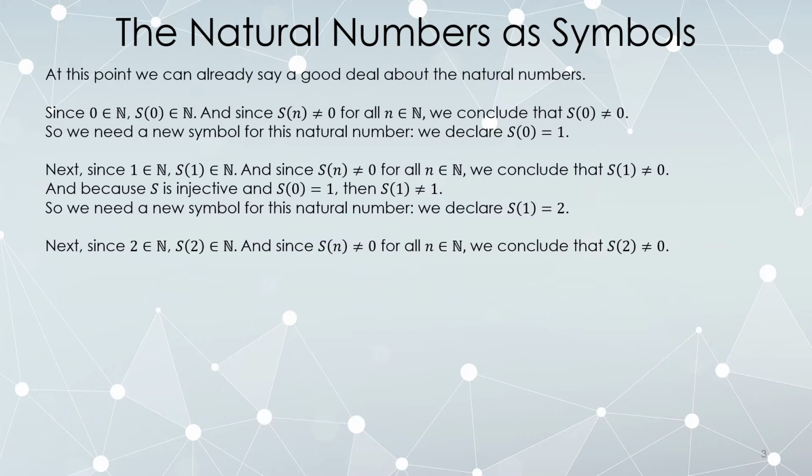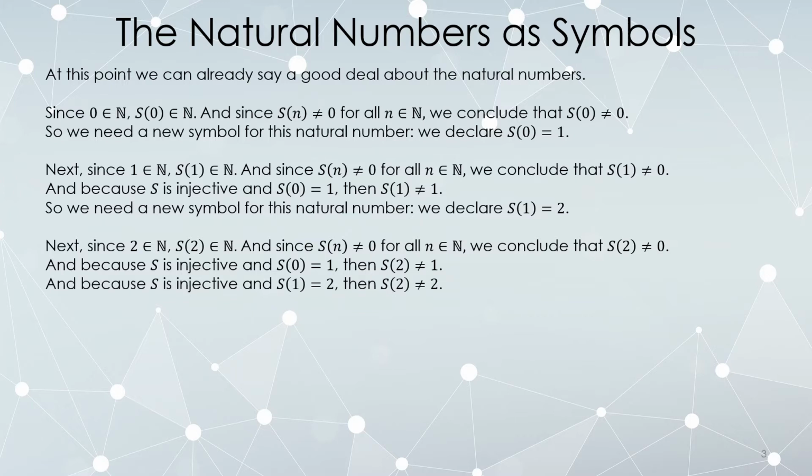Similarly, we keep going. Since 2 is a natural number, its successor must be a natural number. Its successor can't be 0 because nothing has a successor which is 0. Since S of 0 is already 1, S of 2 can't be 1. Since S of 1 is already 2, S of 2 can't be 2. So whatever the successor of 2 is, it's not 0, it's not 1, it's not 2. We need a new symbol. We're going to call that 3. And so forth and so forth and so forth.